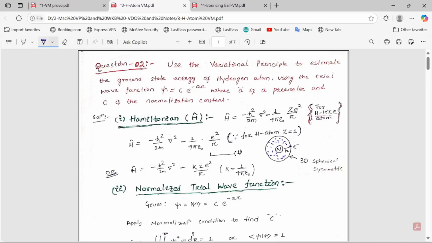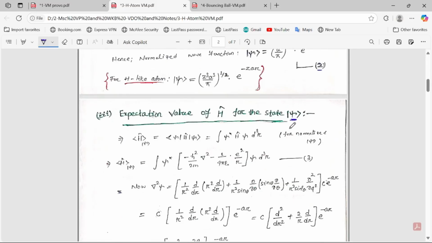Okay, hello everyone. We are discussing the variational principle and corresponding questions. In our last class, we discussed this question, where we have to use the variational principle to find the ground state energy of the hydrogen atom. Here, the trial wave function has been given. We discussed it in detail.